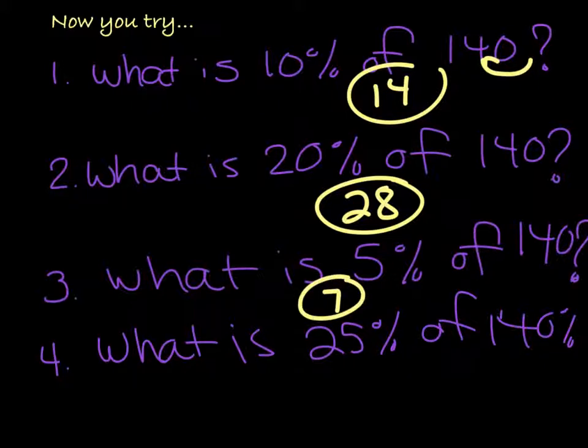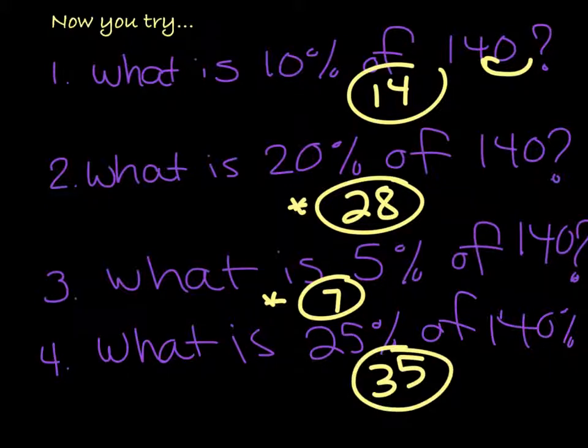25%, okay, we have two options here. We know that 20% of 140 is 28, and we know that 5% of 140 is 7, so we could add those two together. So if I did that mentally, maybe I could jot down 28 plus 7, and that would give me 35.